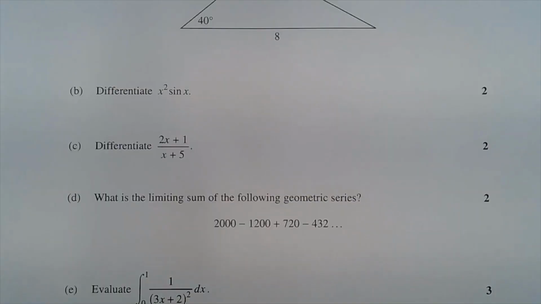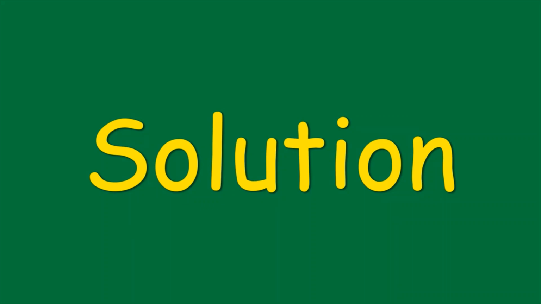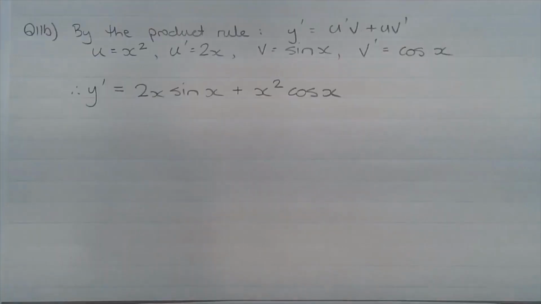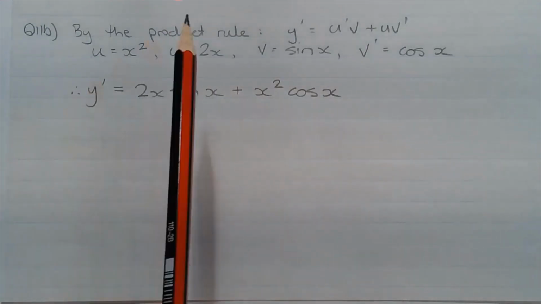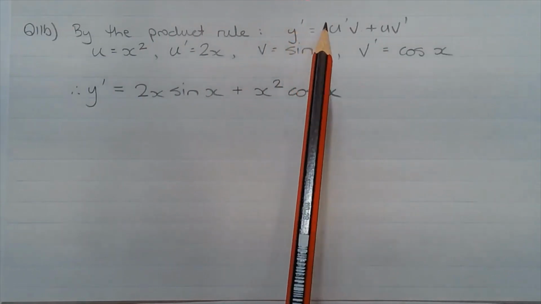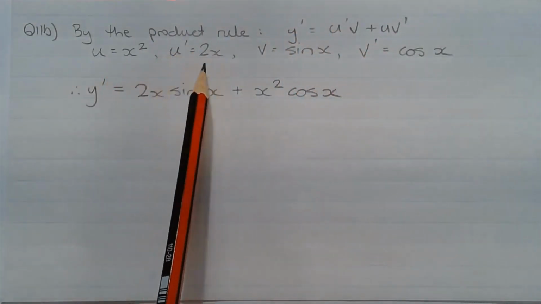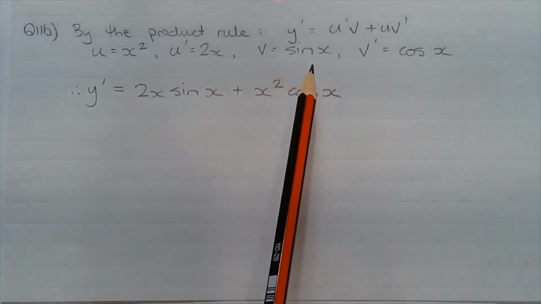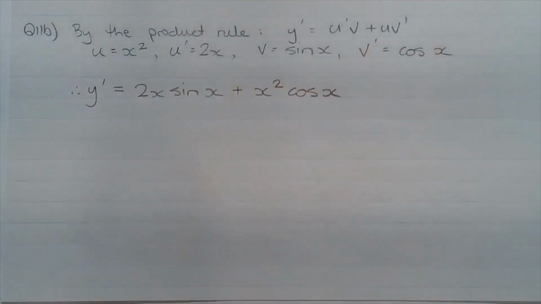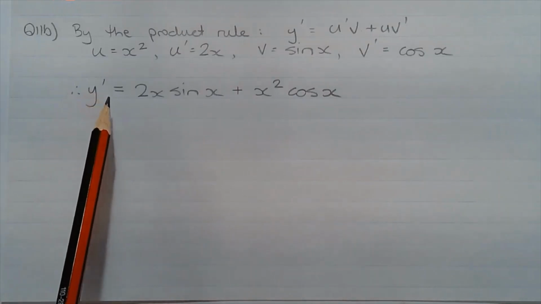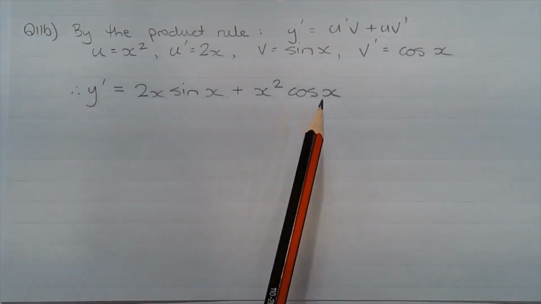Question 11b. Differentiate x squared sine x. The product rule is applied because we are differentiating a product of two functions, which is x squared multiplied by sine x. By the product rule, y dash is equal to u dash v plus uv dash, where u is equal to x squared, u dash is equal to 2x, v is equal to sine x, and v dash is equal to cos x. Therefore, y dash is equal to 2x sine x plus x squared cos x.